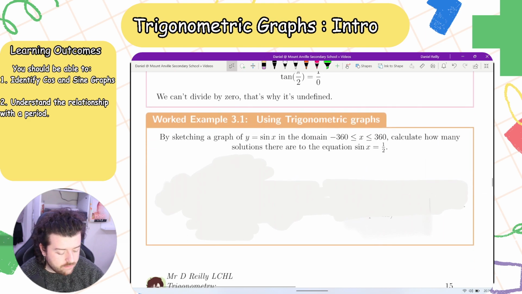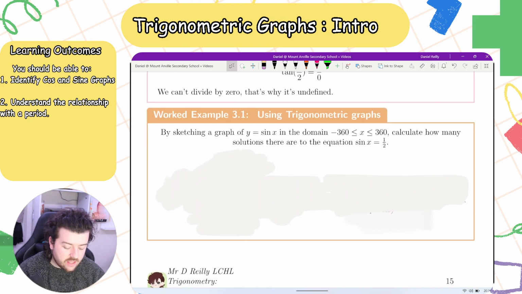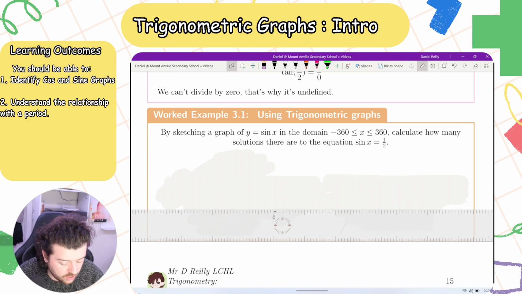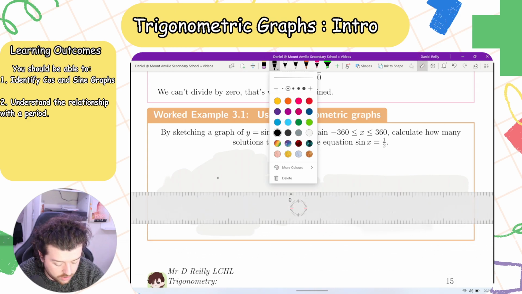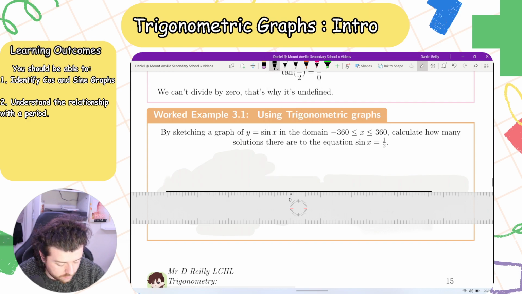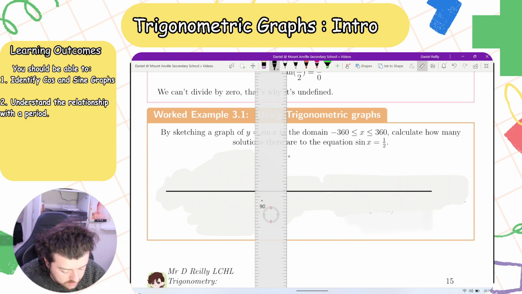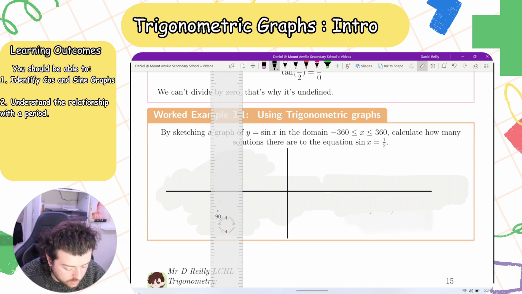So this question here is going to say, by sketching the graph of sine x in the domain minus 360 to 360, calculate how many solutions there are to the equation sine x equals 1/2. So we want to sketch this graph. If you haven't a notion how to plot this, we can still always use our calculator. Now, saying sketch, I'm being a bit loosey-goosey here for this video.